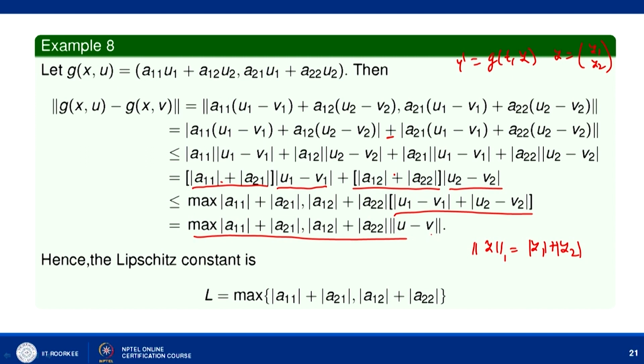So, what we have shown here is the following: the one norm of g(x, u) minus g(x, v) is less than or equal to k times the one norm of u minus v, and the one norm is defined like this, as the sum of the absolute values of the components. So, here we have shown that g satisfies the Lipschitz condition in the one norm, and here we have to note down one important thing.